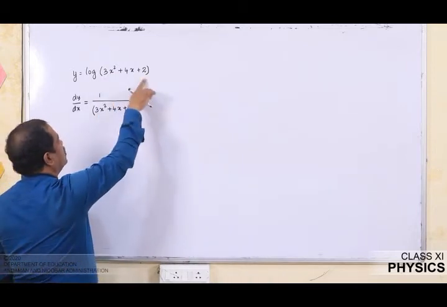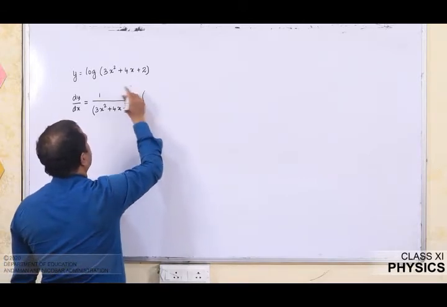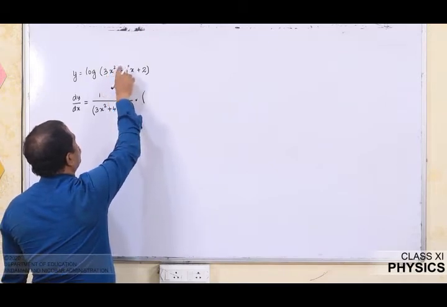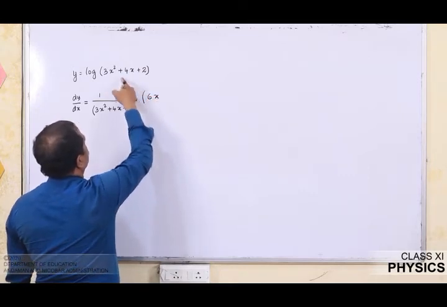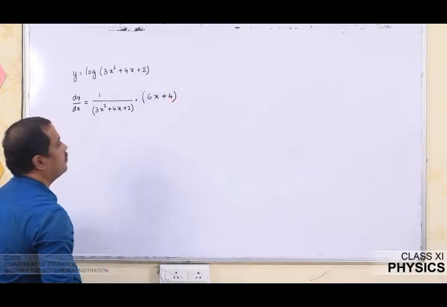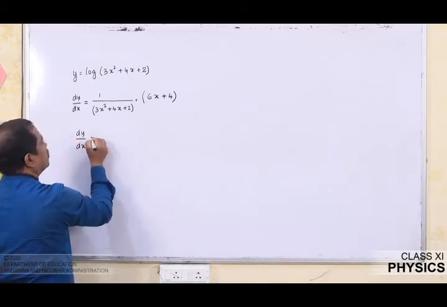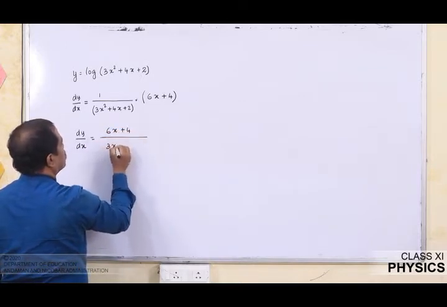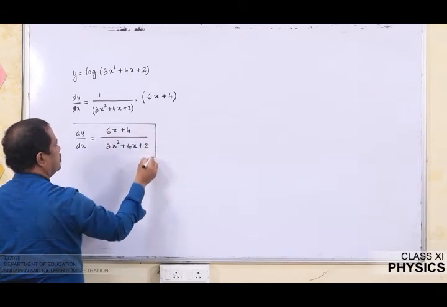To differentiate this inner function, I will have to differentiate these terms separately. In that case, I am going to have the differentiation of 3x square. So 3 times 2 is 6, x power 2 minus 1 is x. So therefore, I have 6x plus 4. Differentiation of a constant is 0. So therefore, I have differentiated the inner function. As such, I have dy over dx is equal to, rewriting, 6x plus 4 over 3x square plus 4x plus 2. So this becomes the differentiation of this function.